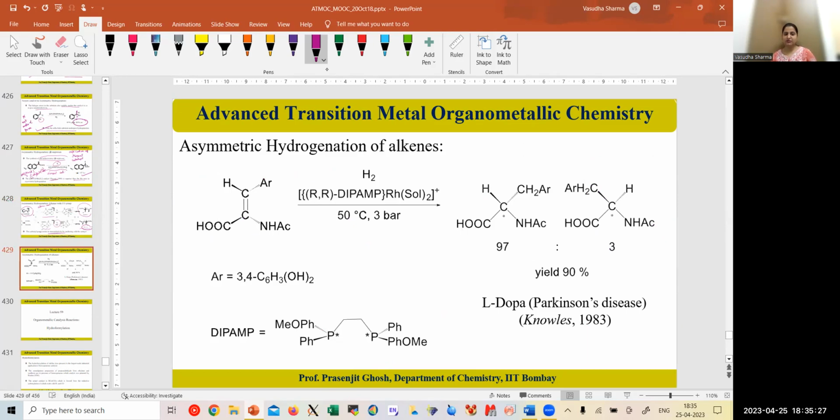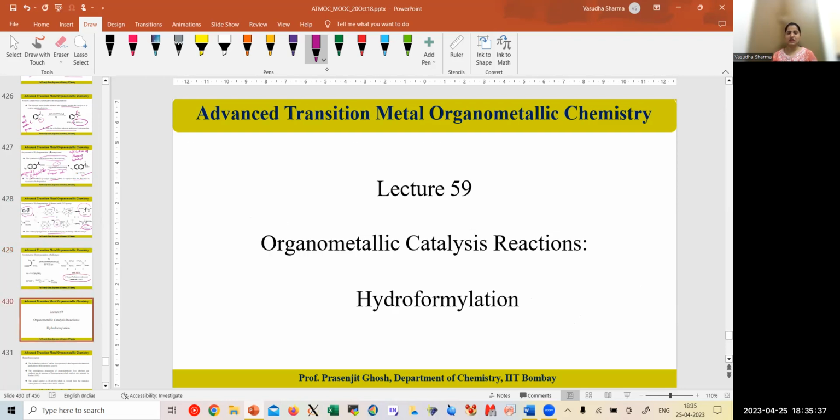Now we have the C-dol bond C, NHAC, and another example where we are making L-DOPA for Parkinson's disease. This is another example or application.